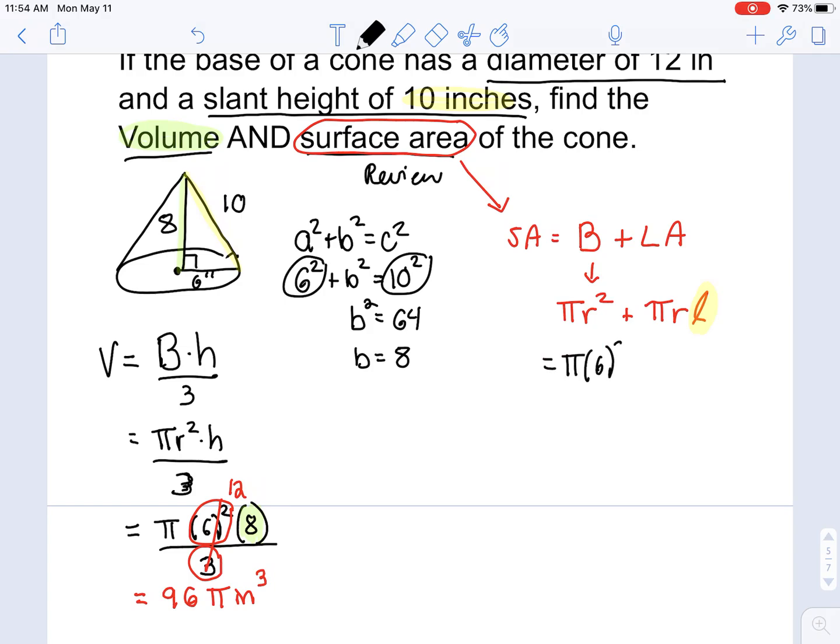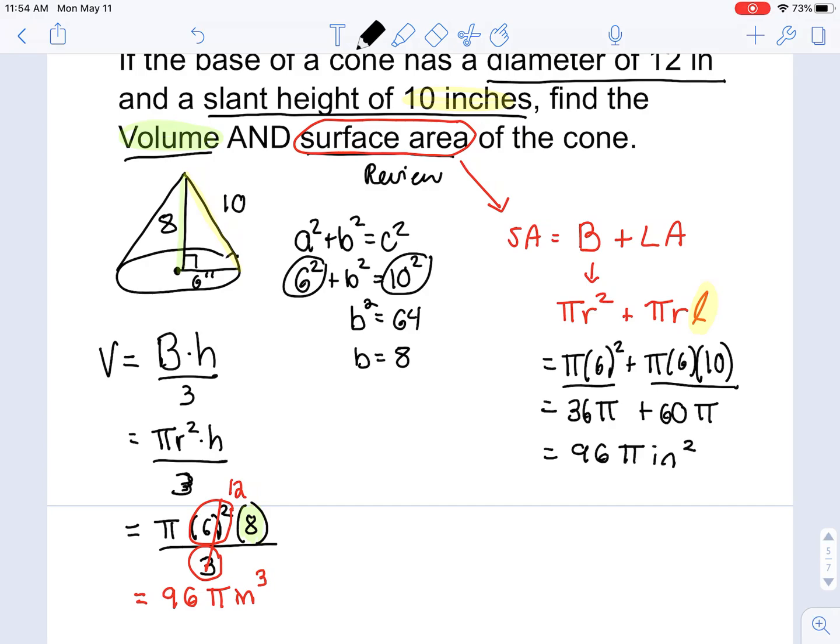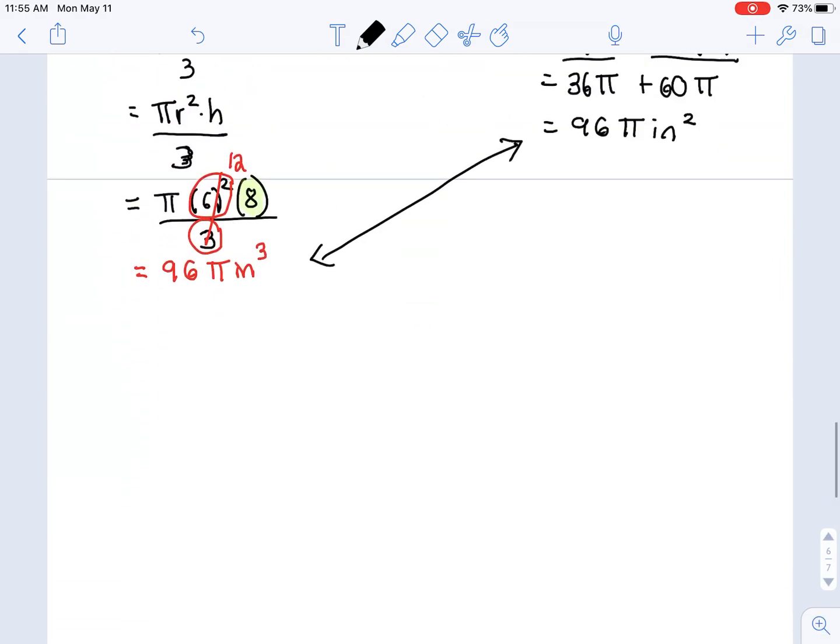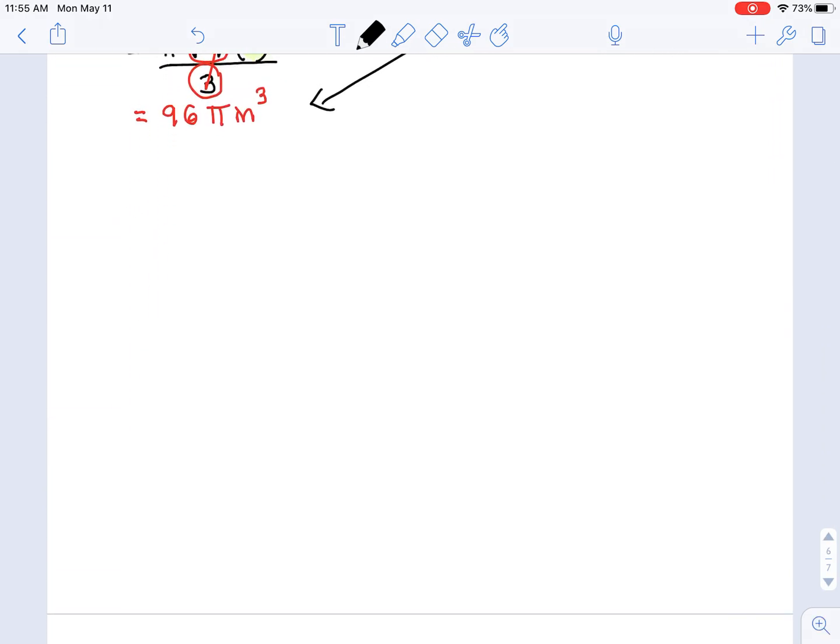Now if we go back and plug in all of our information, our radius was 6. We're going to use that radius again. This time we're going to use the slant height of 10, which means this is 6 squared is 36 pi. 6 times 10 is 60 pi. And 36 pi plus 60 pi is 96 pi inches squared. Now you will notice that this is one of these unique situations where our volume and our surface area do in fact match. It is possible for that to happen. It doesn't always happen, but it could.